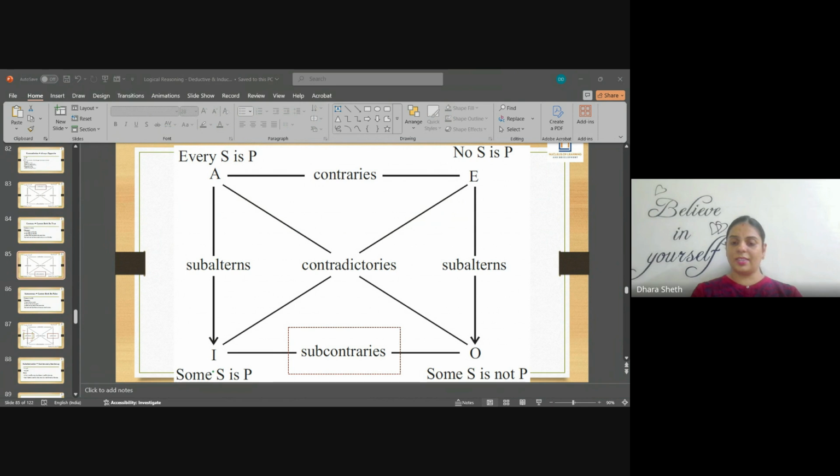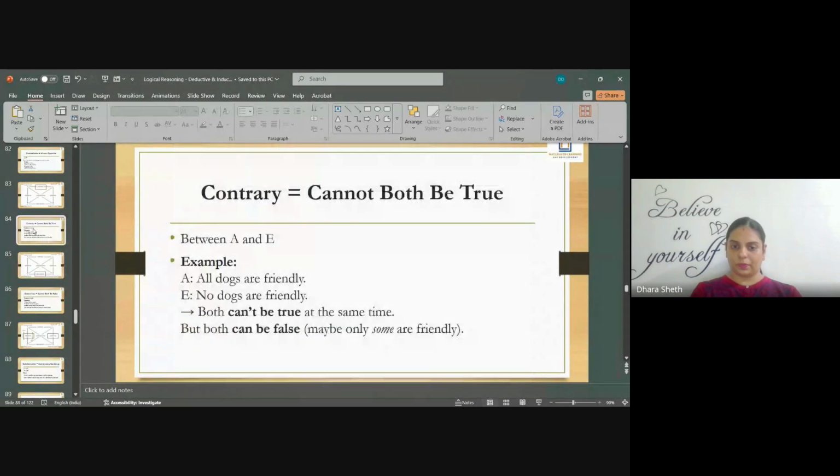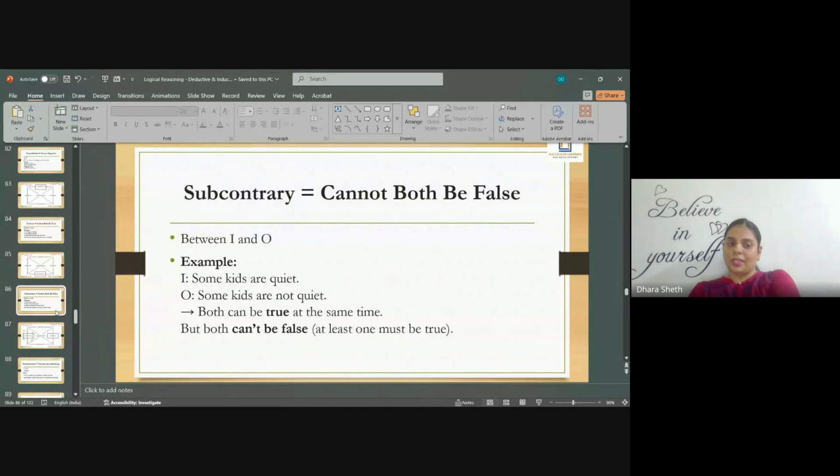Clear with this? Contradictories, contraries, and subcontraries. This is the example for contrary. Showing you again. This is the example for subcontrary, I and O, the lower one.